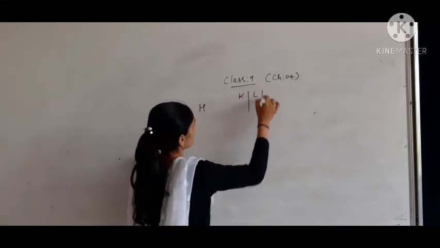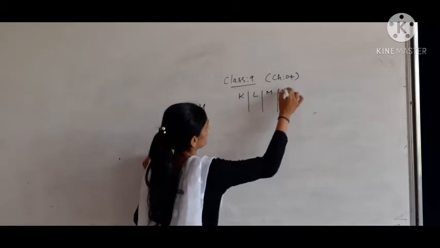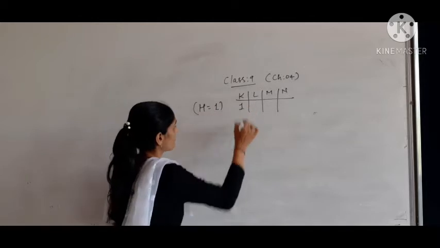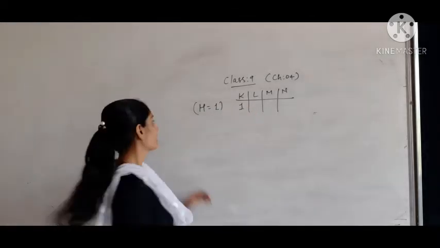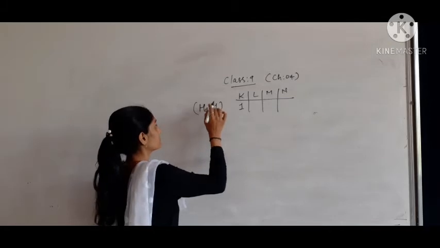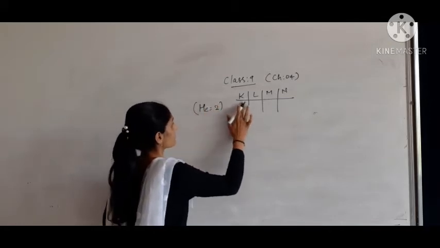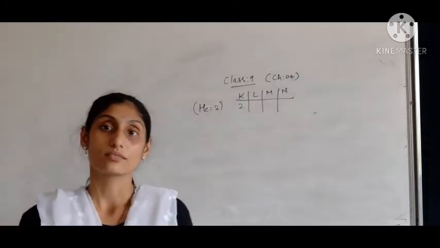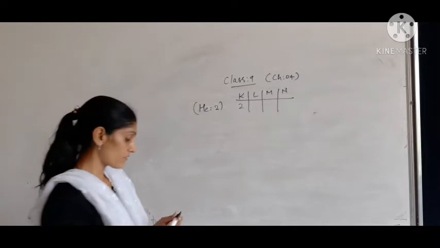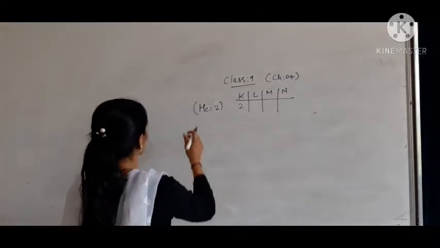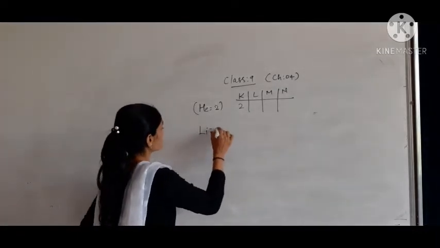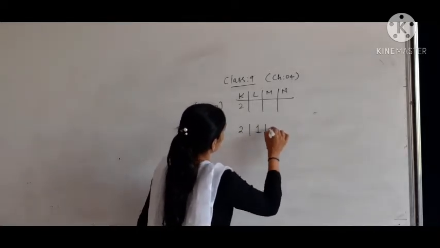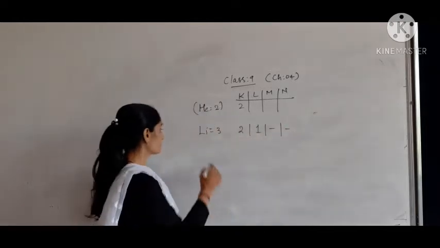K shell, L shell, M shell and N shell. Hydrogen is having one electron, so in K shell it has one electron. Helium carries two electrons, so we have two electrons in K shell. Children, the third element is lithium, which contains three electrons. So we have two electrons in K shell and one electron in L shell, and M shell has no electron.